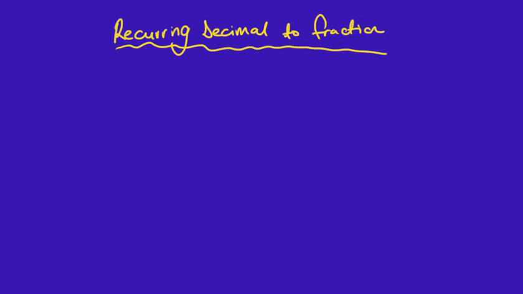Hey guys, we're going to be looking at recurring decimals of fractions. Very quick tutorial. So first we're going to look at the recurring decimal 0.2 recurring, which means 0.2222, and that goes on forever.